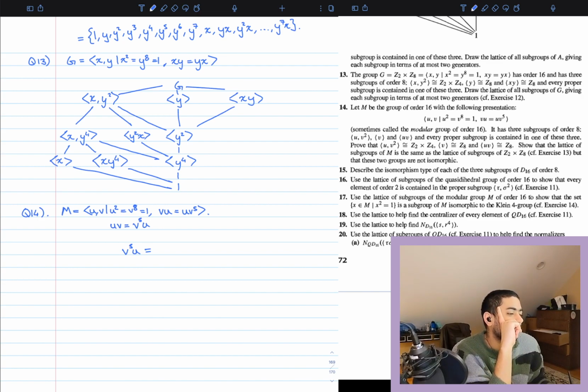So v to the 5u swaps into v to the 4 times u v to the 5. Right, so this when we swap the whole thing is going to be uv to the 25, which is uv.